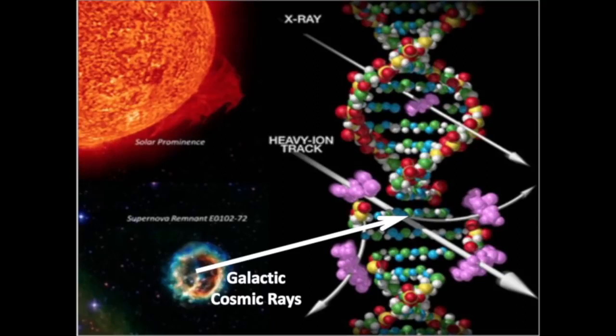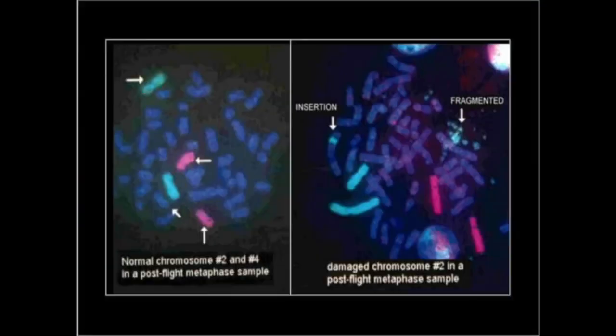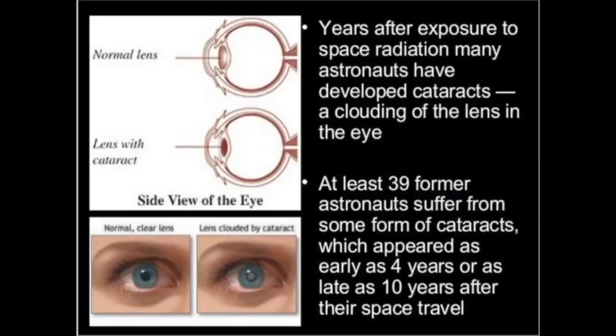X-rays can damage the nucleotides. Heavy ions and galactic rays can bust it apart. And we've already seen this in astronaut post-flight chromosome damage, where we've got busted chromosomes, insertions, and a lot of the former astronauts suffer from cataracts from space travel.